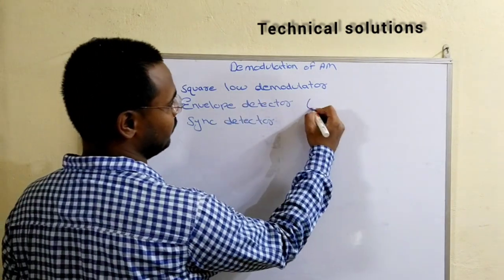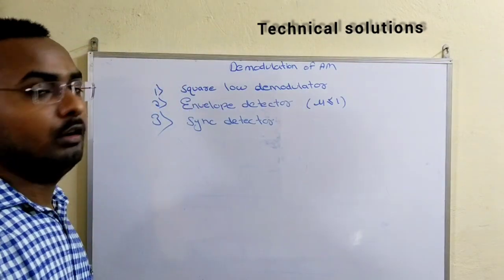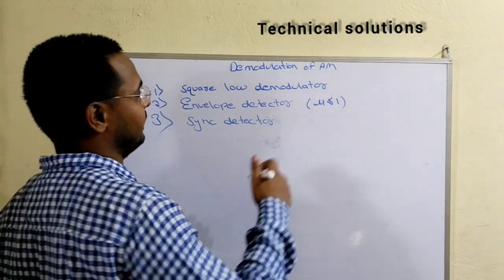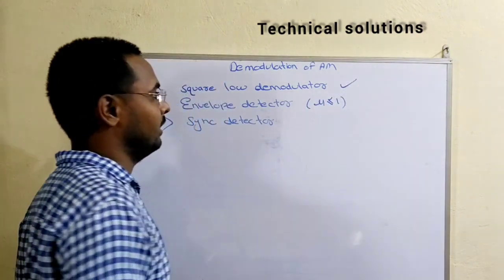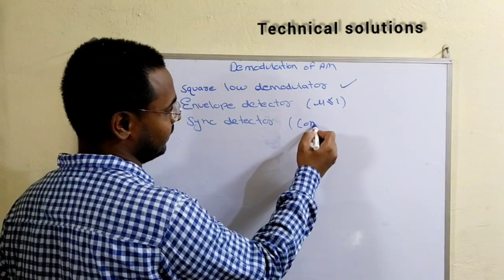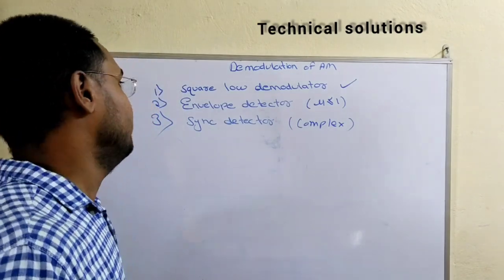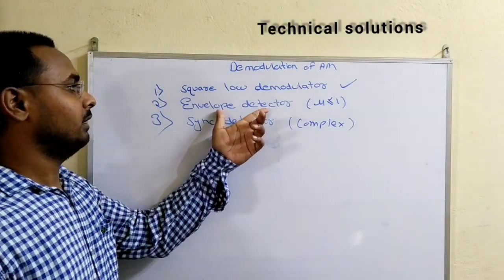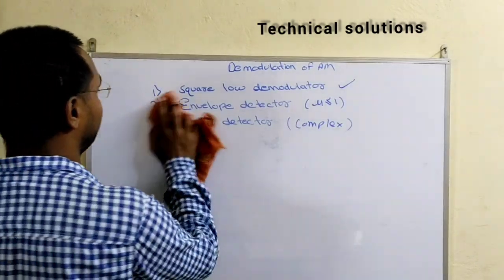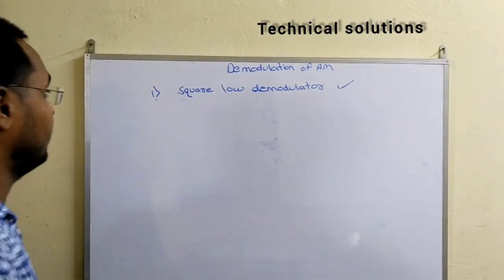Envelope detector is used for mu less than or equal to 1. There are some drawbacks in the square law demodulator, and the synchronous detector is complex in nature. So we prefer the envelope detector to demodulate the AM signal. Fine. Then we talk about the square law demodulator.